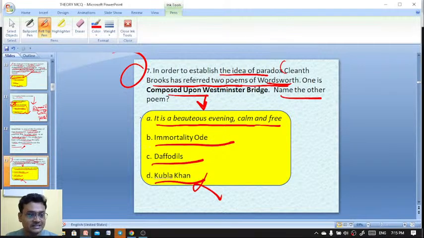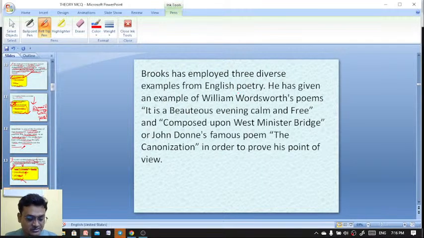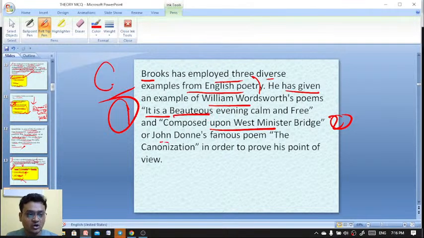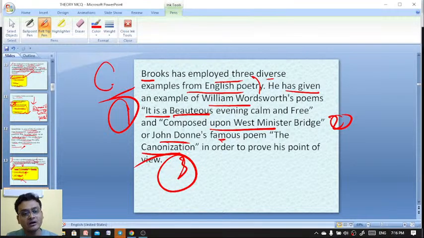So here the right answer is It Is a Beauteous Evening, Calm and Free. So it is Composed upon Westminster Bridge and It Is a Beauteous Evening, Calm and Free. Here is the explanation. Cleanth Brooks has employed three diverse examples from English poetry. He has given examples of William Wordsworth's poems. One is It Is a Beauteous Evening, Calm and Free. Another one is Composed upon Westminster Bridge. And the third one is John Donne's poem, The Canonization. When he was trying to establish the idea of paradox, the first poem is It Is a Beauteous Evening, the second is Composed upon Westminster Bridge, and the third is John Donne's work, The Canonization.